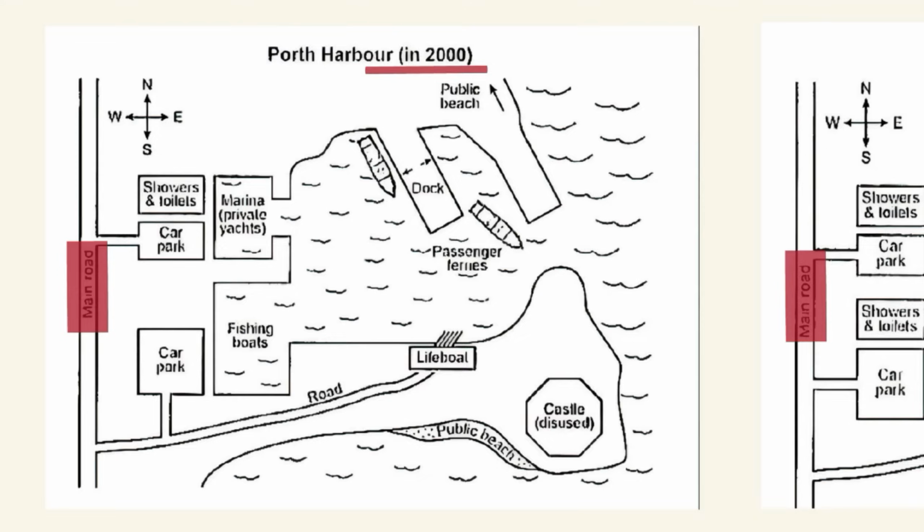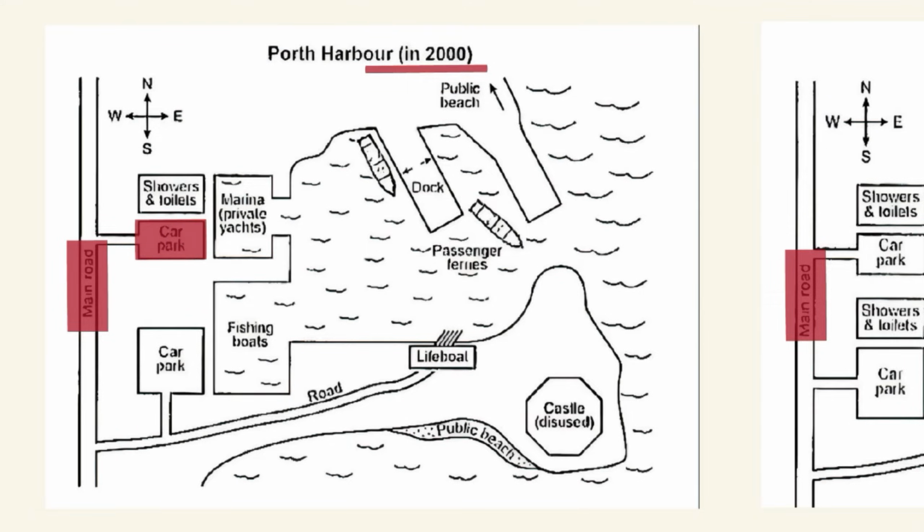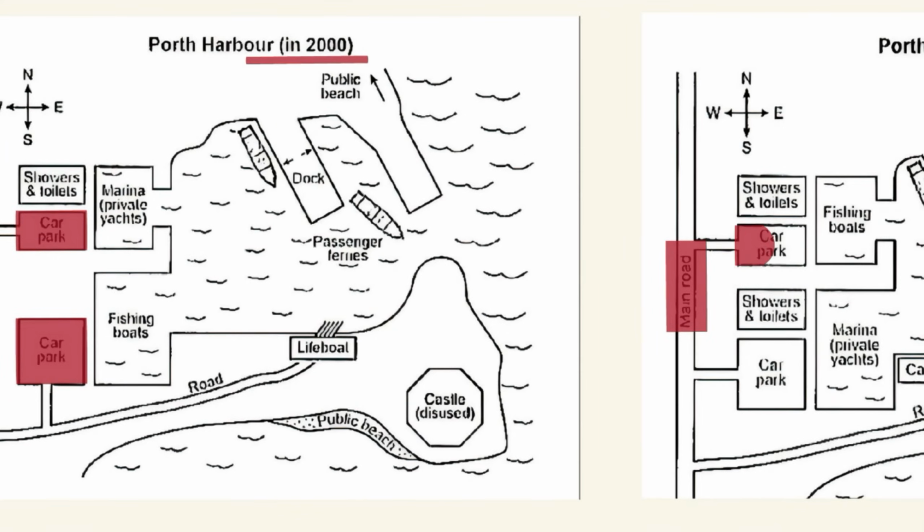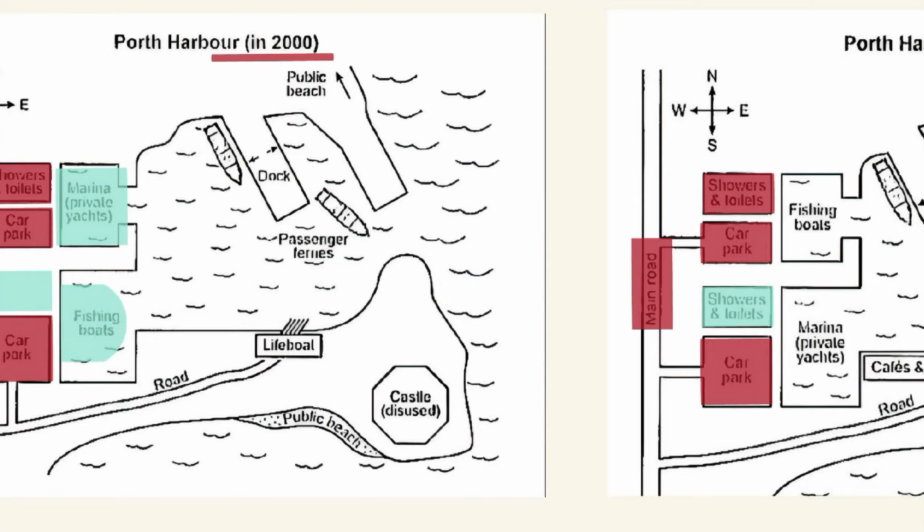Second, move on. In this area, there are lots of items. Check them one by one. First, the car park. Same, no changes, so I will use a red pen to mark. Then, the shower and toilets, build one more. That's a difference, so I mark it with a blue pen. Keep going. Fishing boats and marina switch places. That's a difference. I need to mark it.